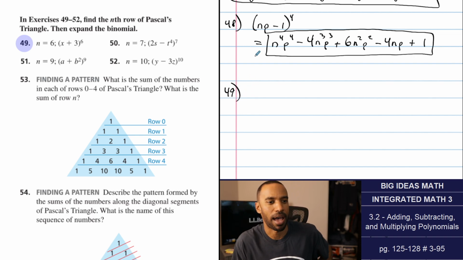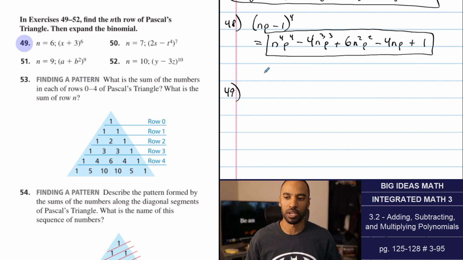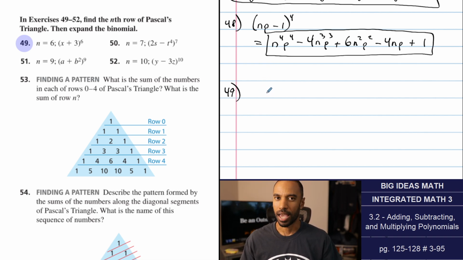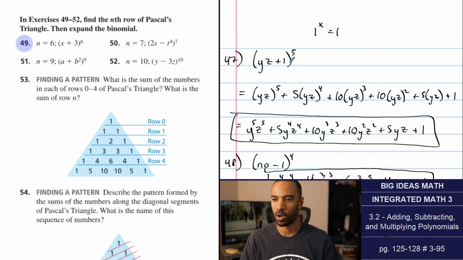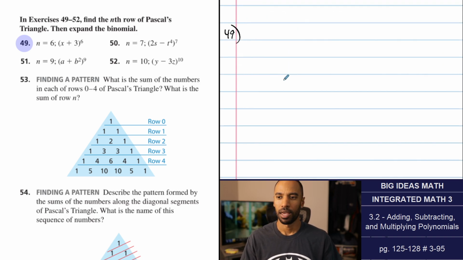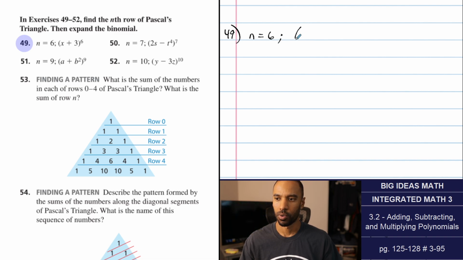Find the nth row of Pascal's triangle, then expand the binomial. We had it. Was it 1, 6? Shoot. 1, 6, 15, 20, 15, 6, and 1. So n equals 6. That's the 6th row. We're going to do (x + 3) to the 6th. All right, so this row is 1, 6, 15, 20, 15, 6, and 1.